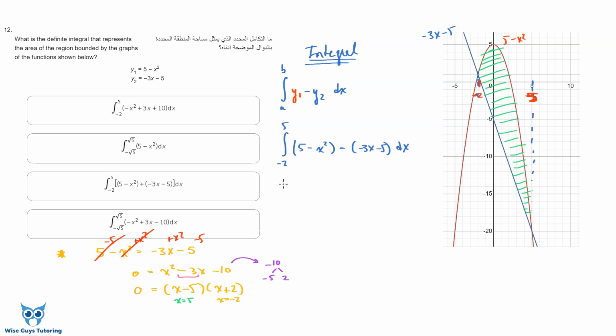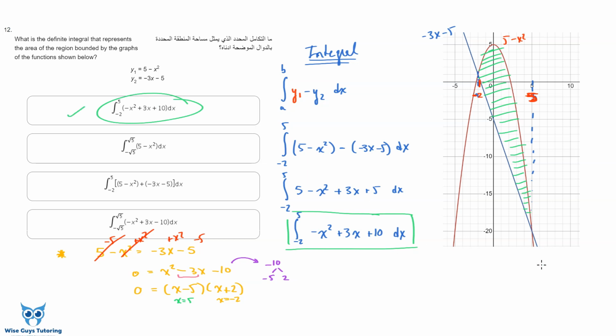So you do a little rearranging here and you find you got the same limits, and then you say 5 minus x squared minus -3, that's plus 3x, minus -5, that's plus 5. So then you can rearrange it a little bit and you end up with, from -2 to 5, minus x squared plus 3x plus 10 dx, which looks exactly like that first one.